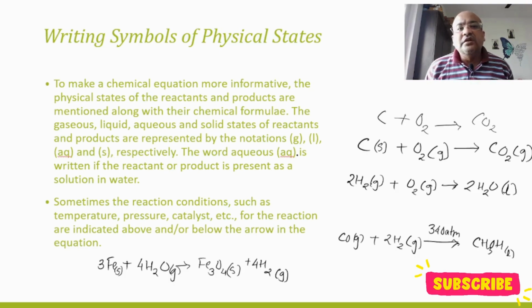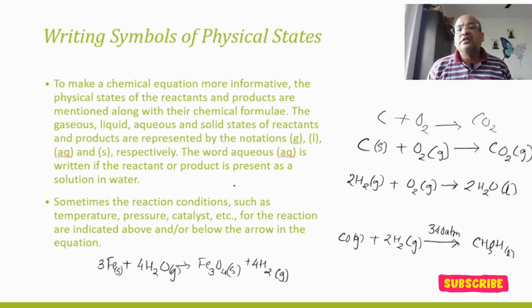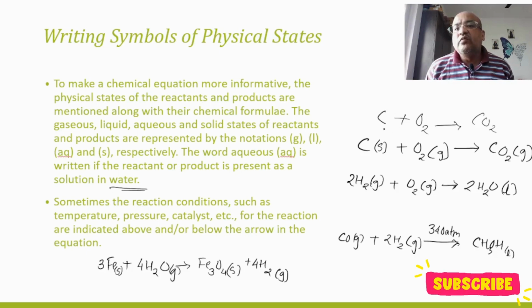Now the word aqueous is written if the reactant or the product is present in a solution of water. Here we were discussing carbon, oxygen and carbon dioxide. If s is written, what does it tell us? It tells us that carbon is in solid state. Oxygen, g is written, so oxygen is in the gaseous state. Carbon dioxide, g is written, so it's in gaseous state.